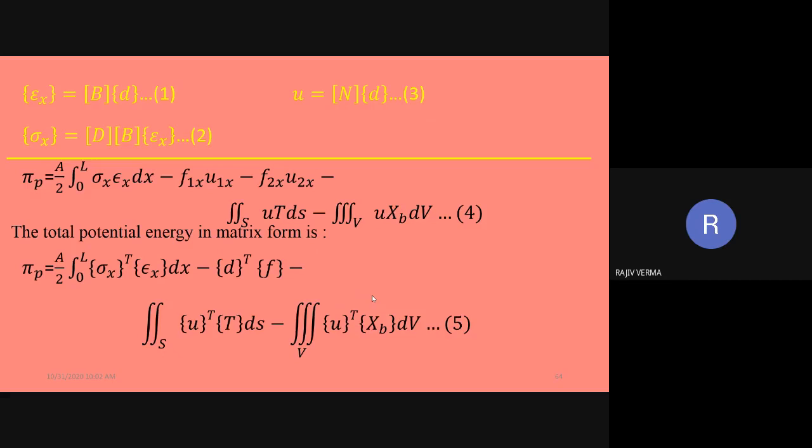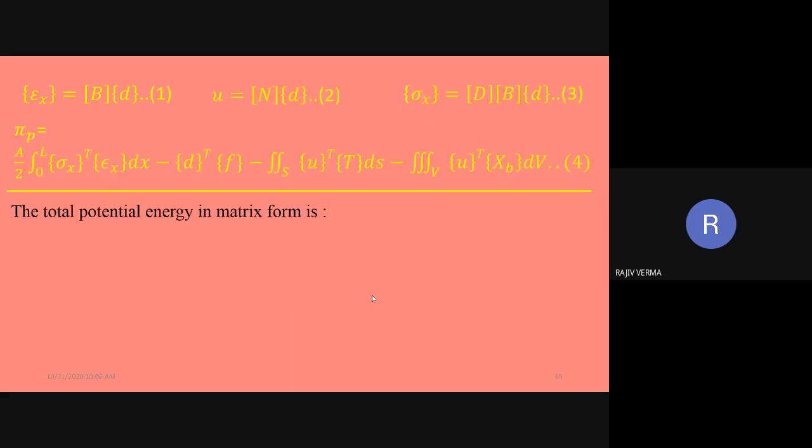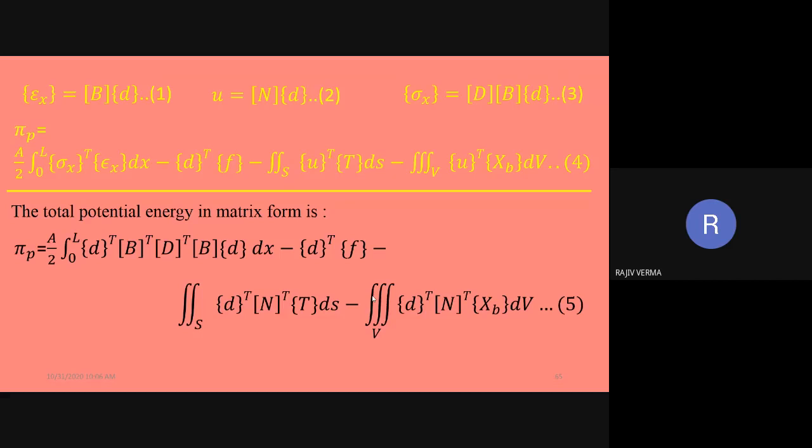And in the next slide, we are simply going to substitute the expressions for stress and strain to get this expression. So when you substitute equations number 1, 2 and 3 in equation number 4, we get equation number 5. Now this also might require a certain amount of explanation. So we are explaining this particular expression term by term.